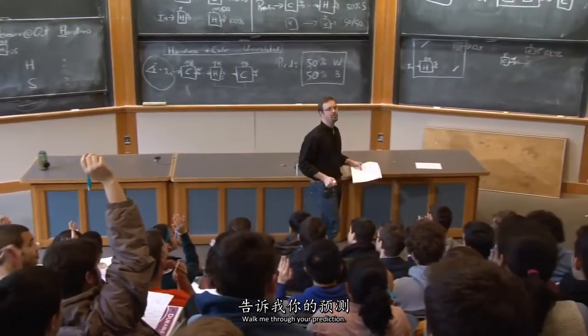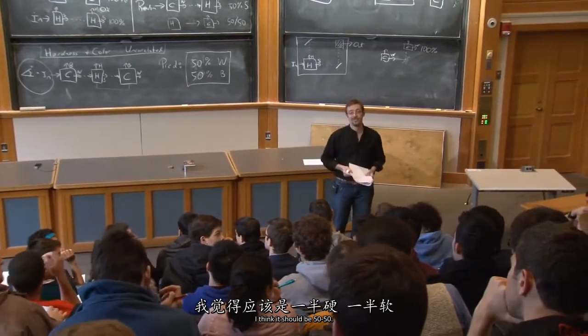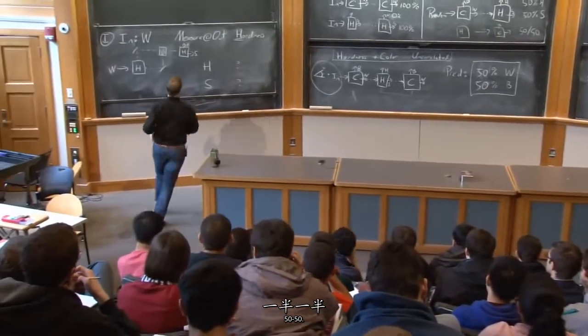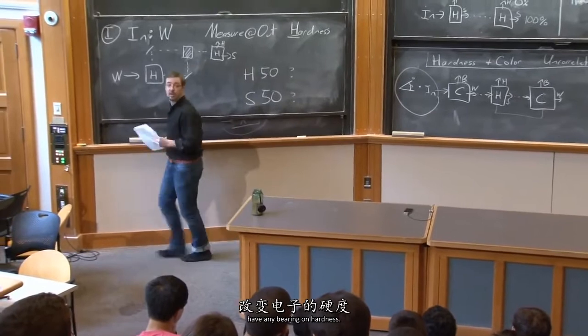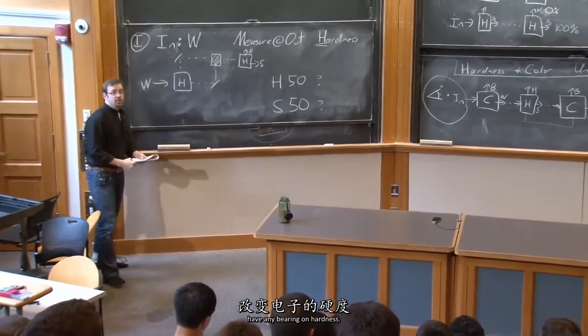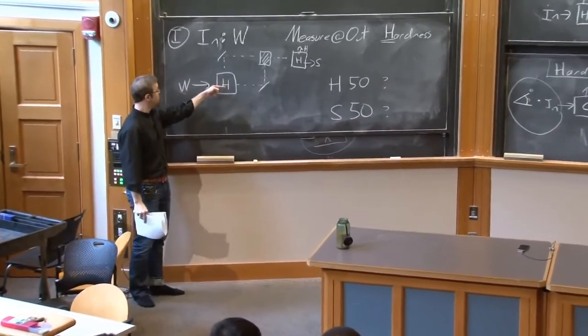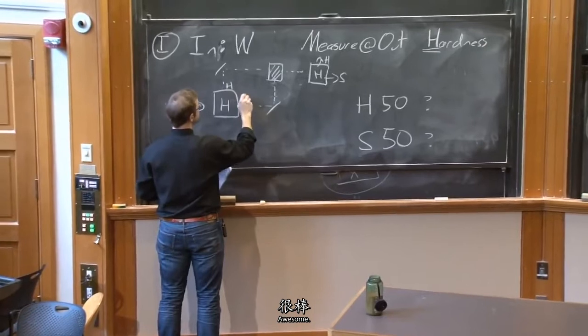Right, good. Walk me through your prediction. I think it should be 50-50. How come? Seeing four of the colors having bearing on hardness. Good. So it's going to go to the hardness box, I would expect it to come out of there, and then once again, when you go through the other hardness box. Awesome. So let me say that again.